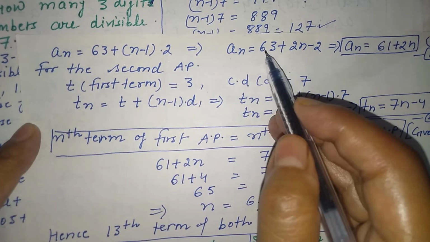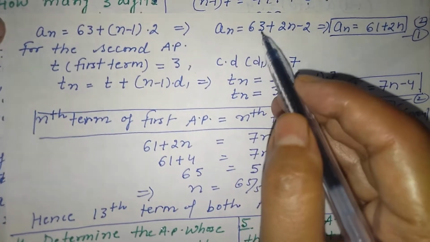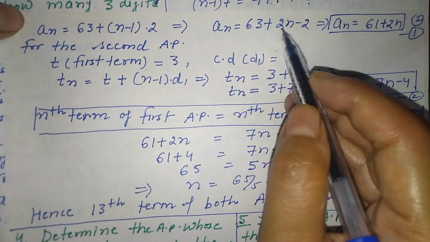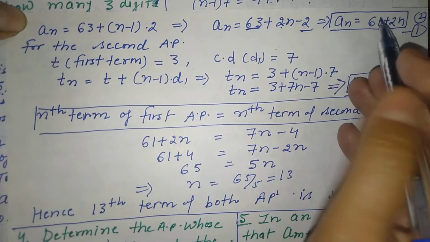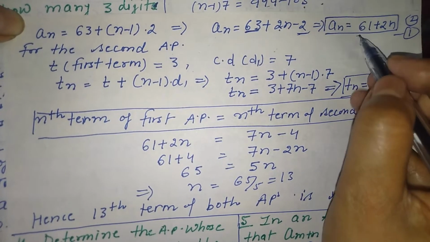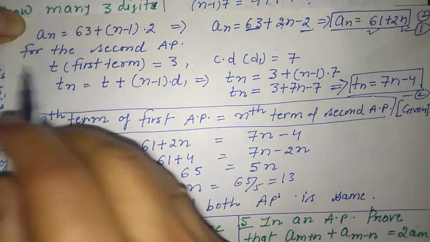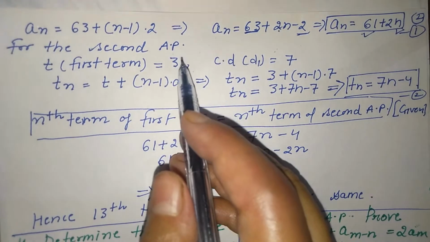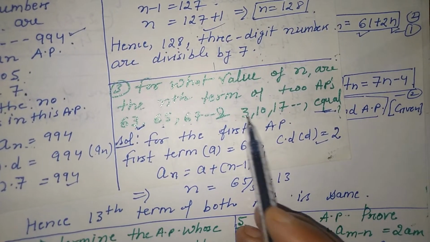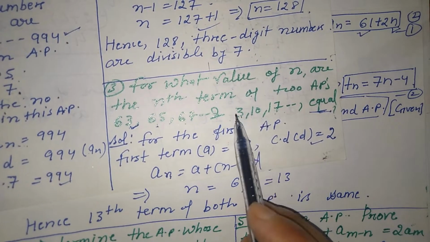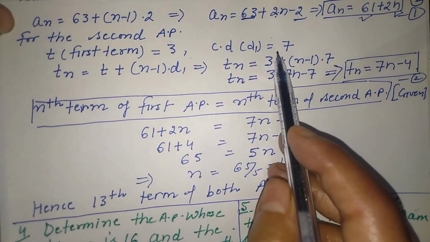So an is equal to 63 plus, multiplying inside, 2 and minus 2. Now this 63 and 2 becomes minus 2, becomes 61 plus 2n. Now for the second AP. In the second AP, we have 3, 10 and 17. The first term is a and the common difference will be 10 minus 3, that is equal to 7.